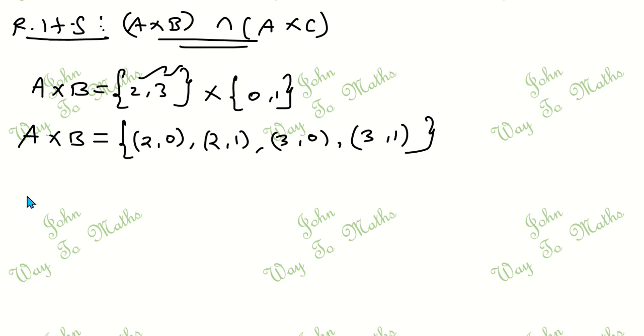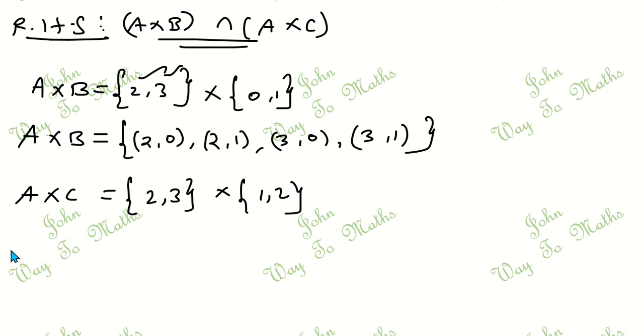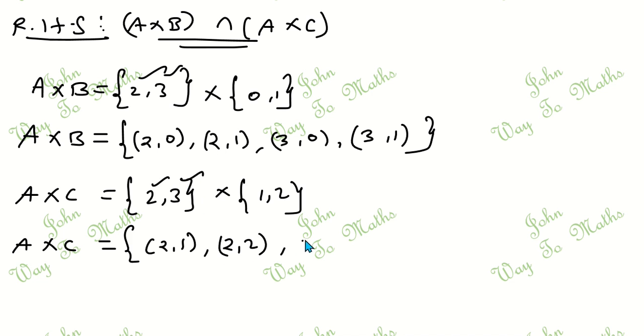Then I'm going to find A cross C. So A set becomes 2 comma 3 cross C set becomes 1 comma 2. Therefore A cross C is equal to, so first I'm going to choose 2, then apply the product rule. So 2 comma 1, then 2 comma 2. So next one I'm going to choose 3. So here 3 comma 1, then 3 comma 2.